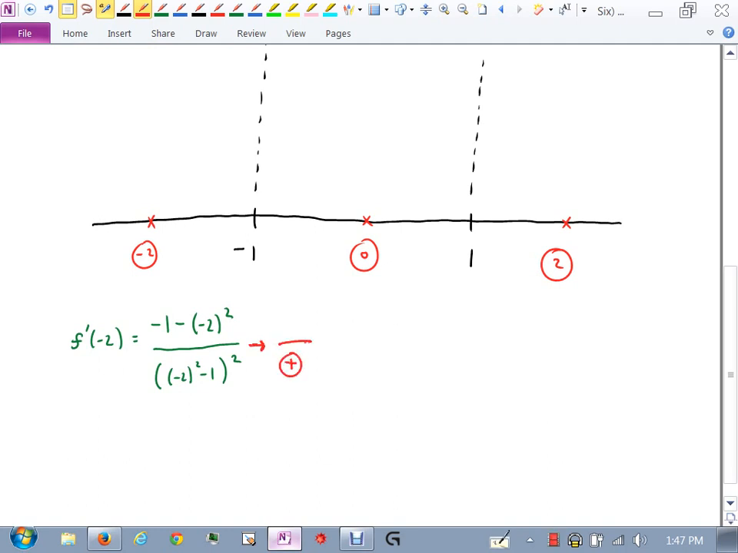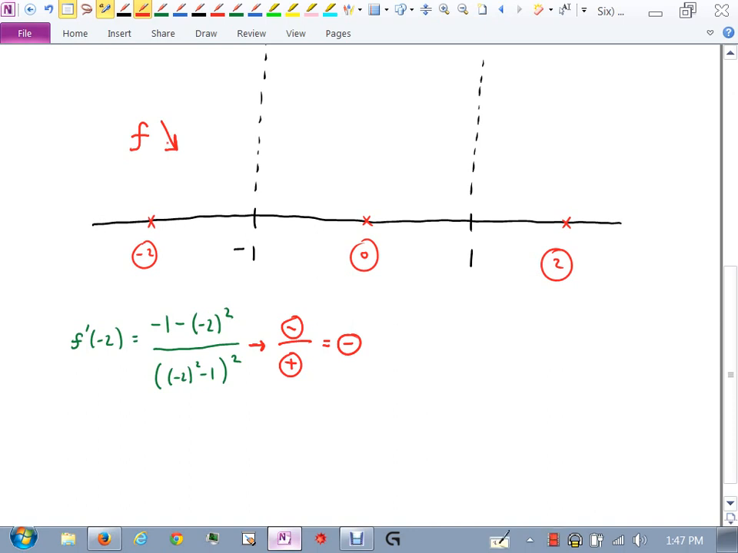Now tell me what's happening on top. It's going to be -1 and then take away, this is going to be a 4, so it's going to be negative on top. So I can tell you right now that a negative divided by a positive is negative. So I don't even care what the number is. That tells me over here to the left of -1, my original function is going down, doesn't it?